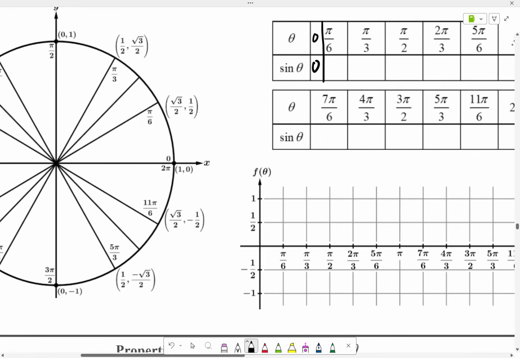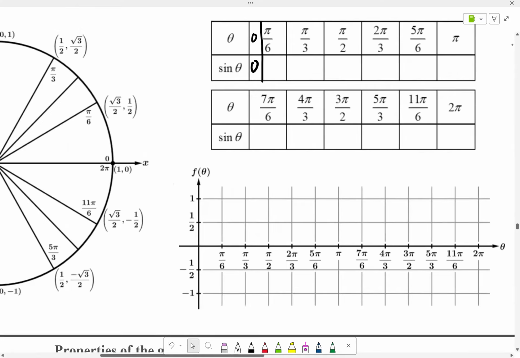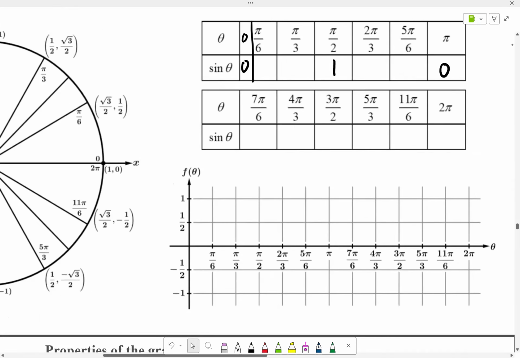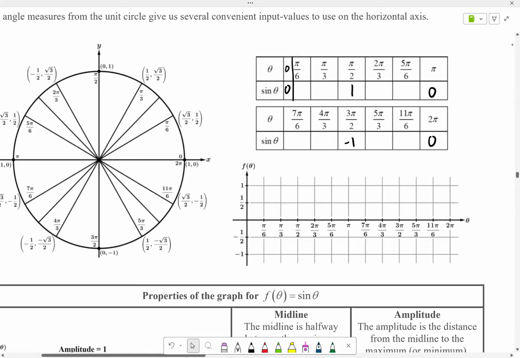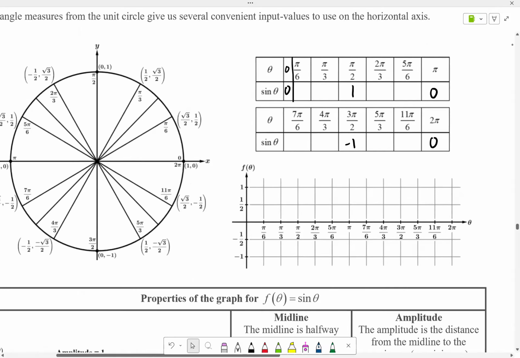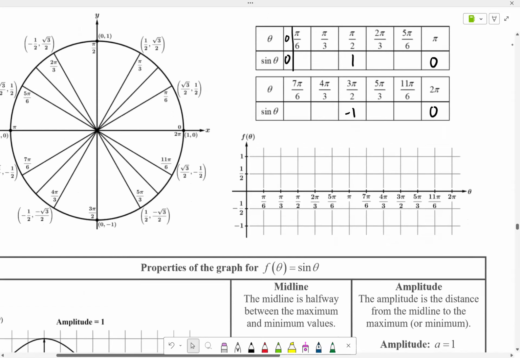So that's 0. I'm not going to do all of these, but I'll do pi over 2. We know the sine of pi over 2 is, right, undefined. Good. Sine of pi is 0. Then I'll do 3 pi over 2, which is -1, and then 2 pi back to 0. And for those listening at home, when I said undefined, that was a joke. Sine of pi over 2 is actually just 1.